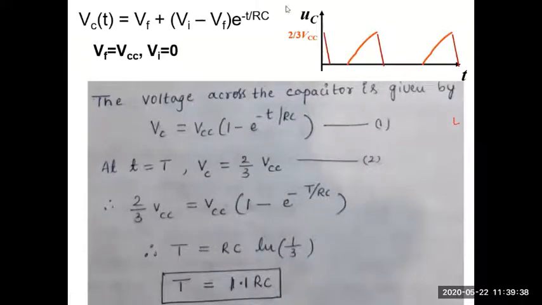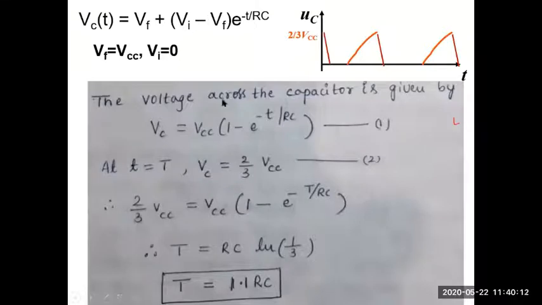This is the standard equation for any capacitor. The voltage across a capacitor is always given as Vf, which means the final voltage which it can reach. Whatever is the final voltage which the capacitor can reach, that is Vf. Vi stands for the initial voltage with which the capacitor starts. And in the second term we have Vi minus Vf into e to the power of minus t by RC.